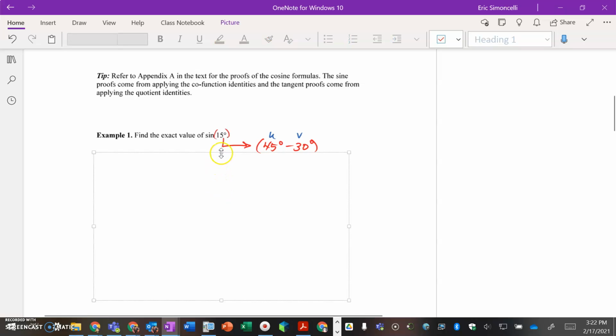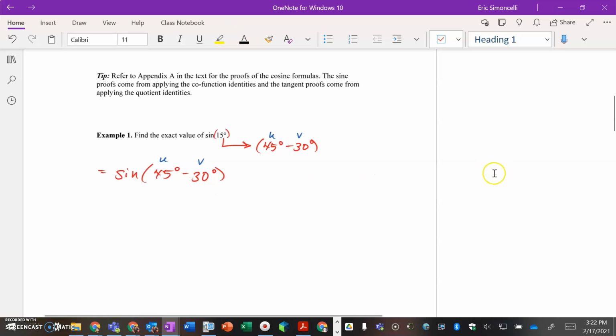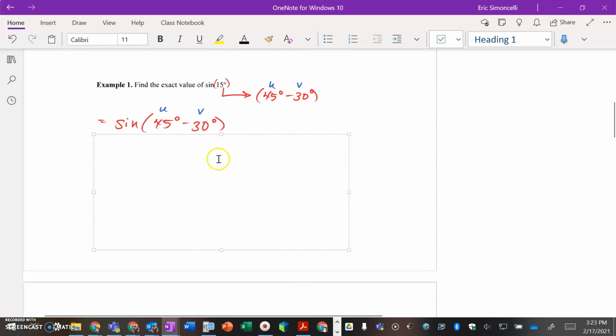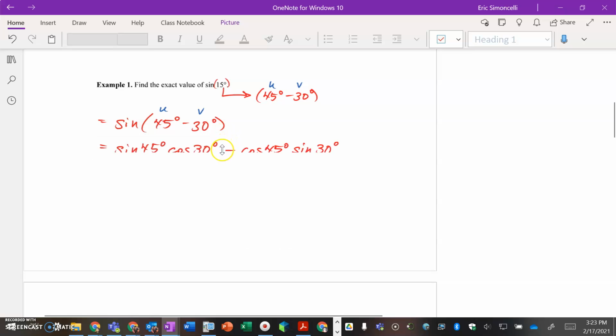So the problem, as you're about to see, will be rewritten as such. It'll be the sine of u minus v. So if you consider again up top from the standpoint of sine of u minus v, which is this second formula, it'll be sine, cosine, cosine, sine. So if you put it together appropriately, there you go. Sine of 45, cosine of 30, that's u and that's v in order, minus, because the sign stays the same, it's still minus here, cosine 45, sine 30. In other words, cosine of u, sine of v.